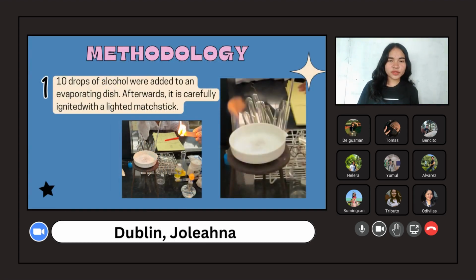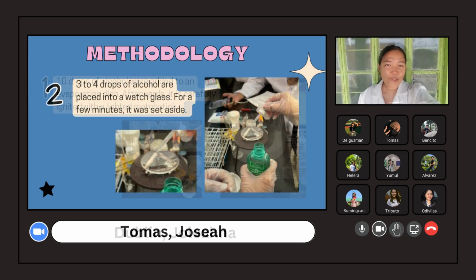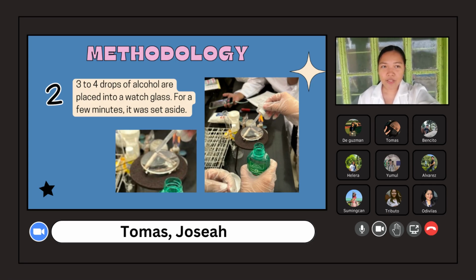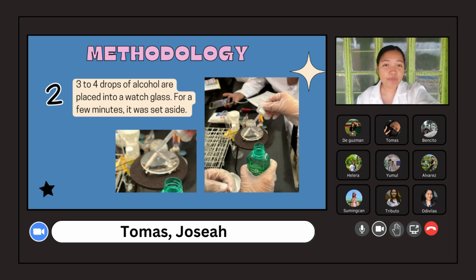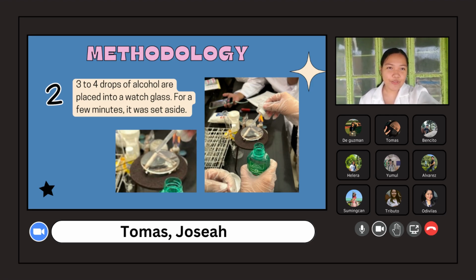To move forward with our experiment, we will now outline the necessary steps and record our observations. Our initial step involves adding 10 drops of alcohol to an evaporating dish and then cautiously lighting the alcohol with a matchstick. To move forward with the second step, we are instructed to carefully drop 3 to 4 droplets of alcohol onto a watch glass. Allow the mixture to settle for a brief period.